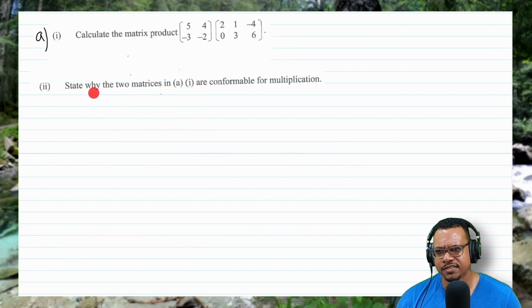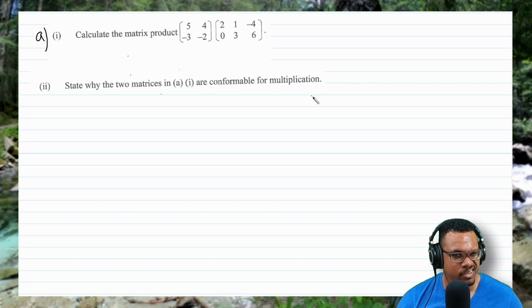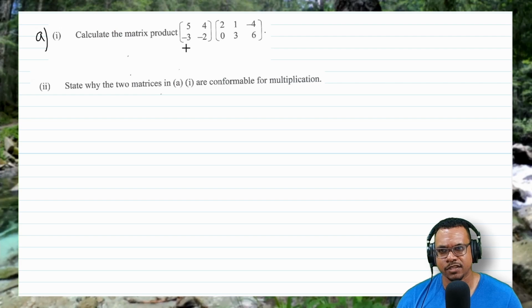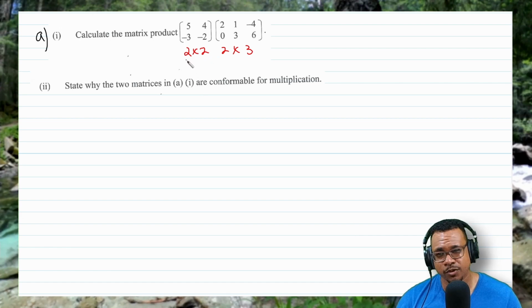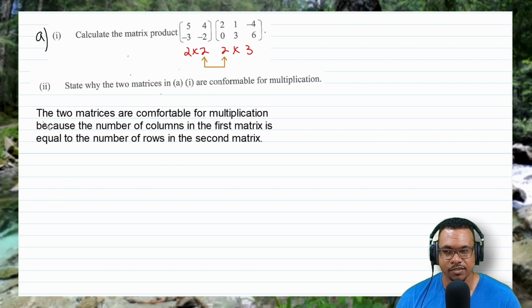All right, so part 2 here, we're going to state why the two matrices in part 1, which is up here, are conformable for multiplication. So I already explained that. I said this was a 2 by 2 matrix, and this was 2 rows and 3 columns, so that's 2 by 3. And because these two middle numbers were the same, that means it was conformable for multiplication. Remember, it was rows by columns. So this means that the number of columns in the first matrix must be equal to the number of rows in the second matrix. All right, so I have that the two matrices are conformable for multiplication because the number of columns in the first matrix is equal to the number of rows in the second matrix.